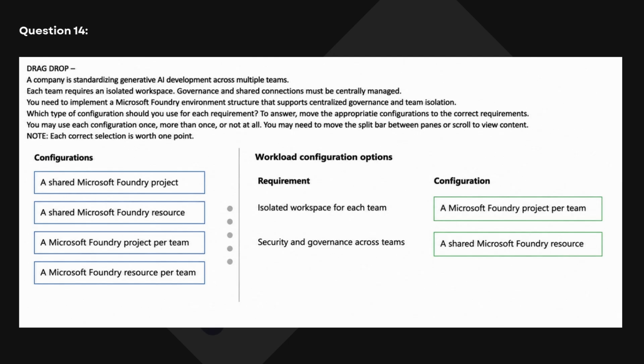Here's why. A project provides the workspace boundary for development, so creating one per team ensures proper isolation while keeping work separated at the team level. Security and governance across teams: a shared Microsoft Foundry resource. Here's why. The resource acts as the central management layer where security policies, networking, and governance controls are applied consistently across all teams and projects.